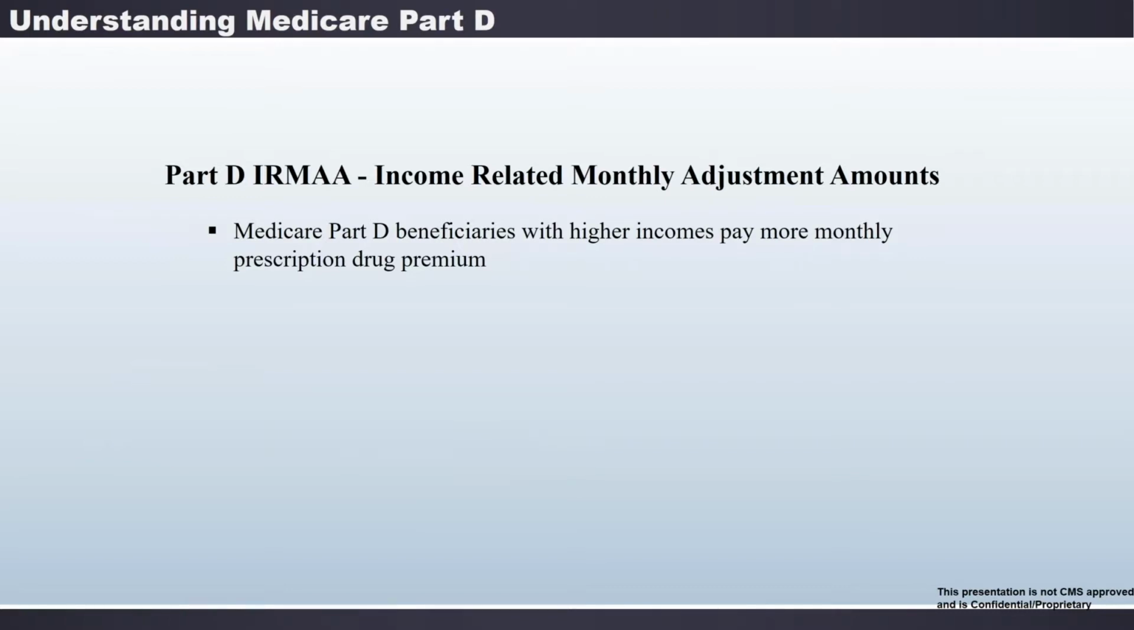Part D IRMA, which David had mentioned earlier, but this is the income related monthly adjustment amounts. So Medicare Part D beneficiaries with a higher income are basically going to pay a higher monthly premium for that prescription drug. But David, what were those two examples that you were saying IRMA could come back and be a prime example of this? Here's the thing about the IRMA, it's not what you're making today. It's got a 2-year look back. So they're looking at your customer's tax return from 2 years ago.